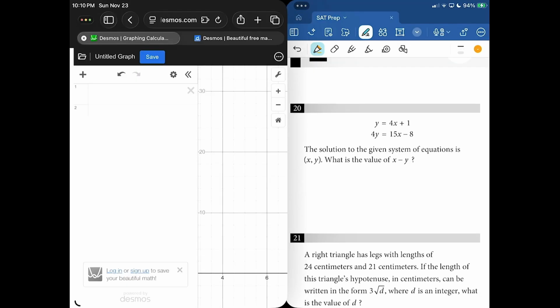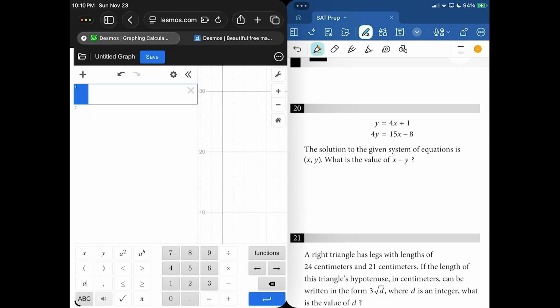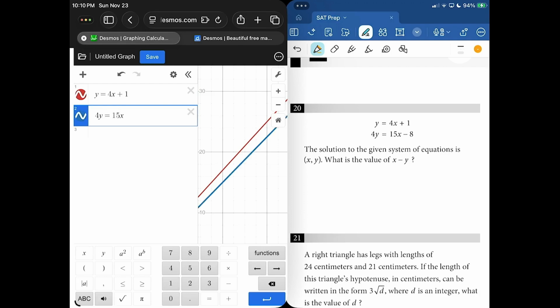Number 20, the solution to the given system of equations is (x, y). What is the value of x minus y? This is another problem that I would recommend using Desmos for. You can go ahead and solve this by using either elimination or substitution, but the longer that you spend on all of these problems, the less time you have for the even harder ones in Module 2. So when you can save time, I would recommend it.